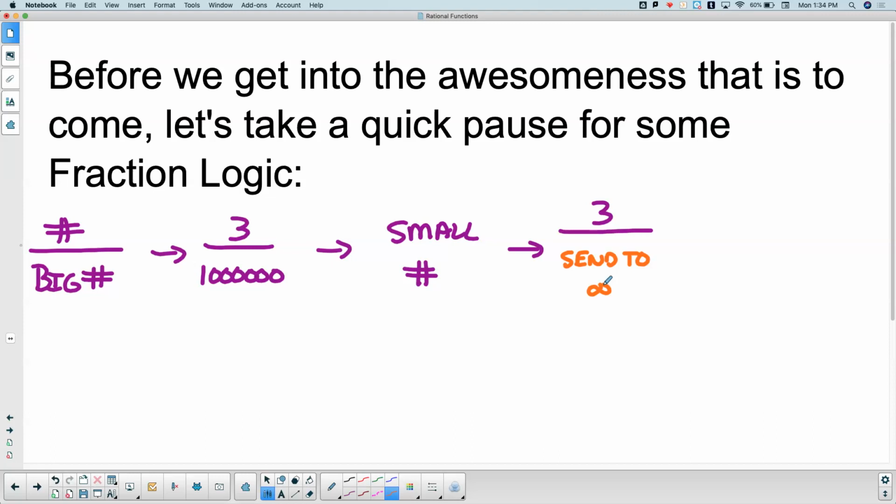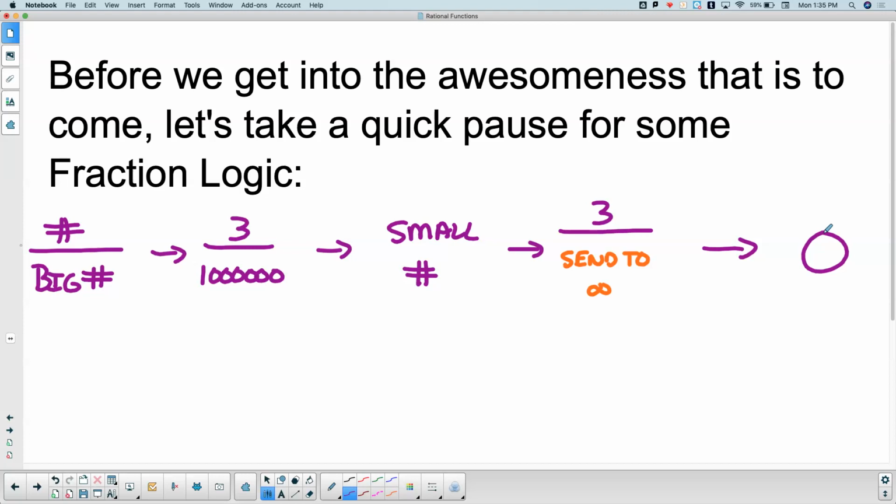Yep. Okay. Will it ever go negative? No, because it's always going to be positive 3 divided by a positive number. So this is going to go to 0. That fraction, essentially, if we could get to infinity, would be equal to 0. Fraction logic: the bigger your denominator gets, the smaller your fraction gets.